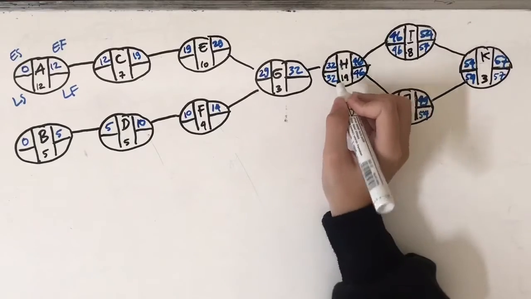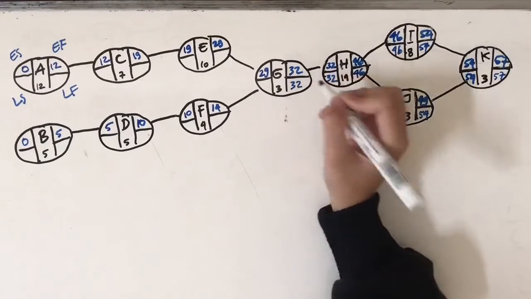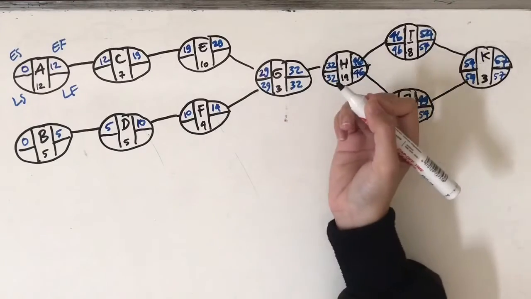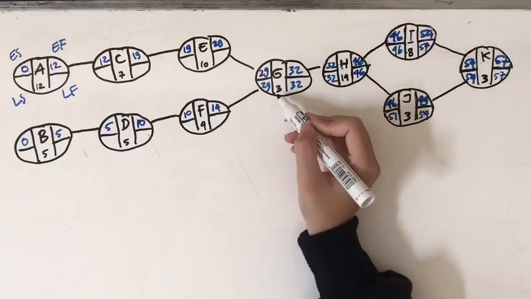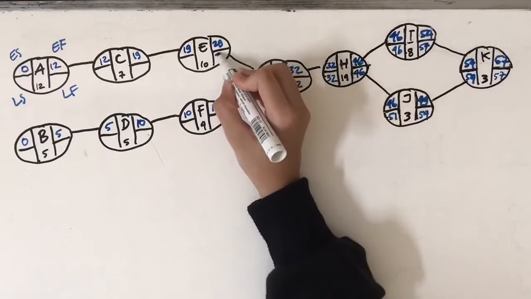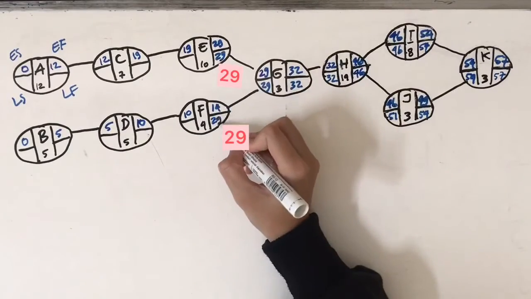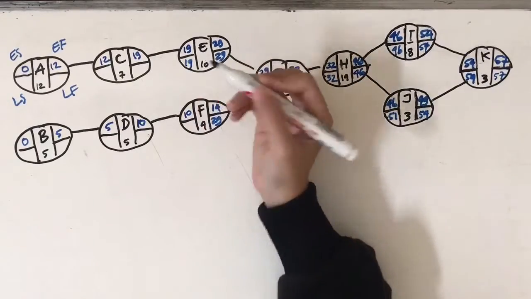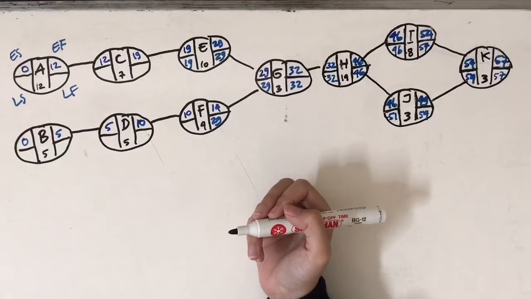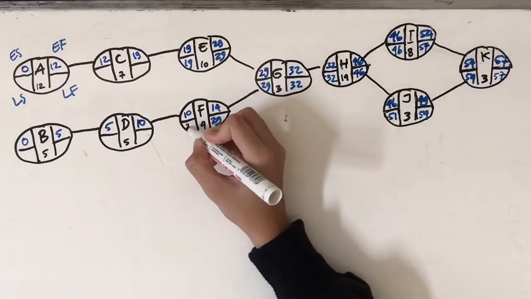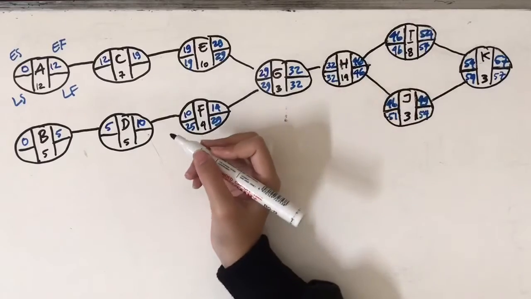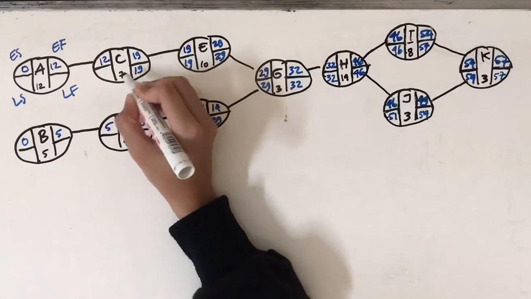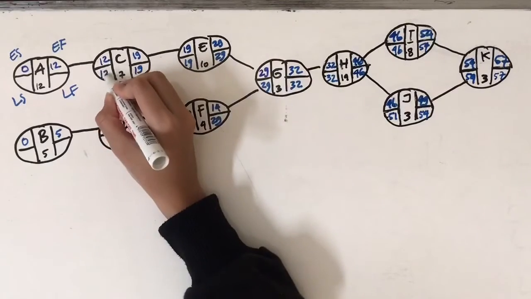Next, activity G, its latest finish is 32, which is the latest start of activity H. For activity E and F, their latest finish is equal to the latest start of activity G. This is the same case with activity I and J before. Then just repeat the steps for the remaining activities backward, and we're done with question A.